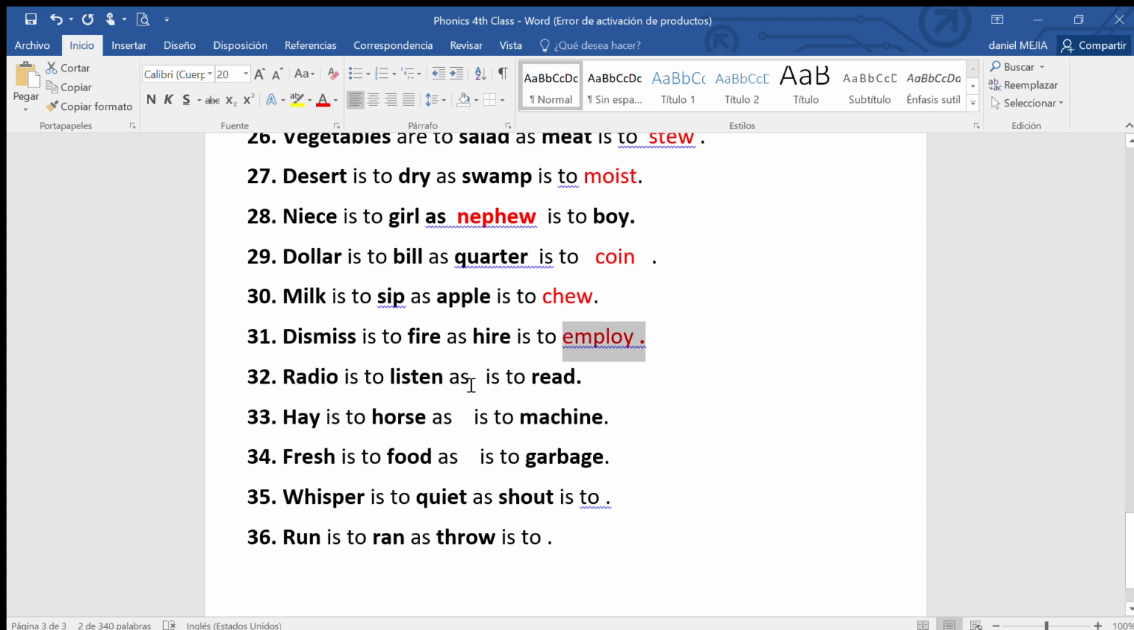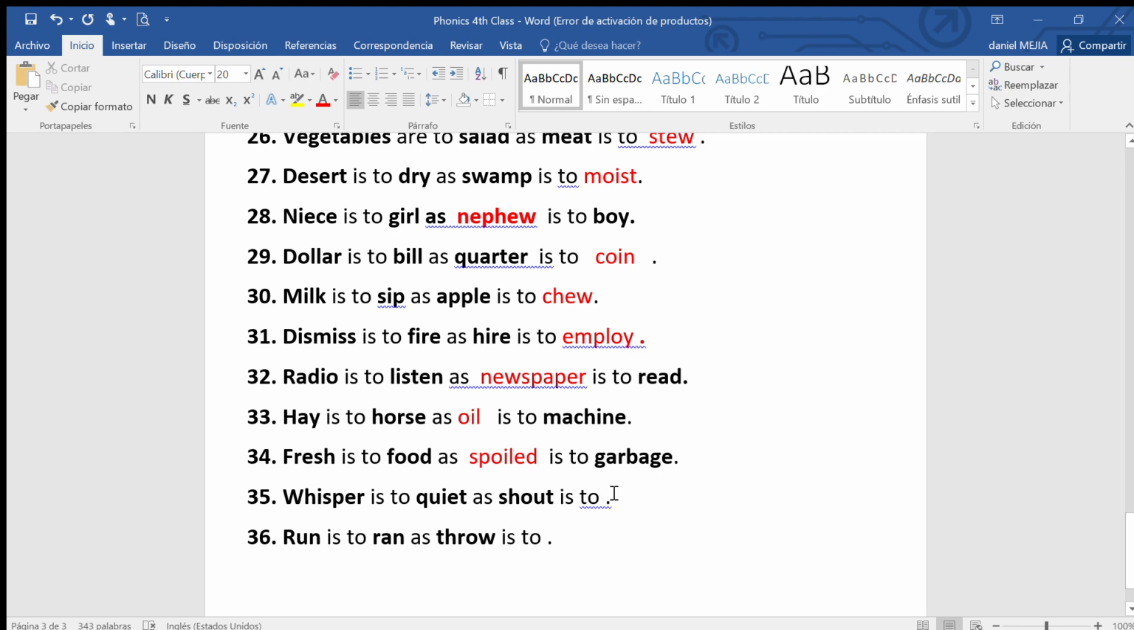Radio is to listen, as, what do you read? Newspaper, okay? Hay is to horse, as blank is to machine, okay? What would it be? What do you put on something to make it work? Oil, okay? Fresh is to food, as blank is to garbage. When you cannot eat something that is bad, it is spoiled, okay?